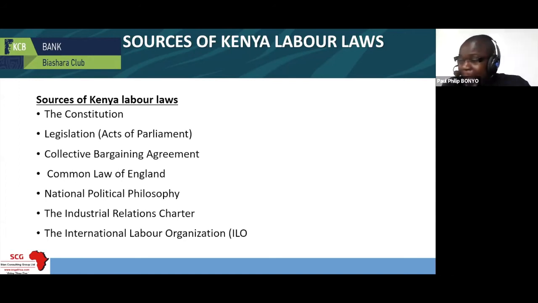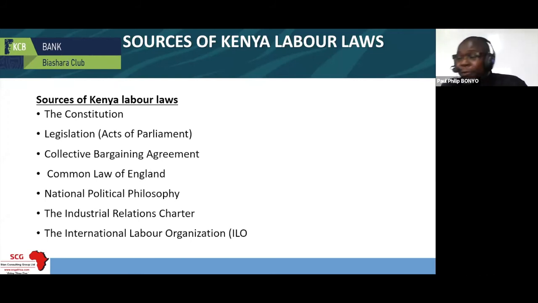The common law of England. Remember, Kenya was colonized by Britain. And even though we have our laws governing labor, sometimes we have gaps. These gaps can be filled by applying the provisions of the common law of England in those areas. Labor laws are not fully comprehensive.